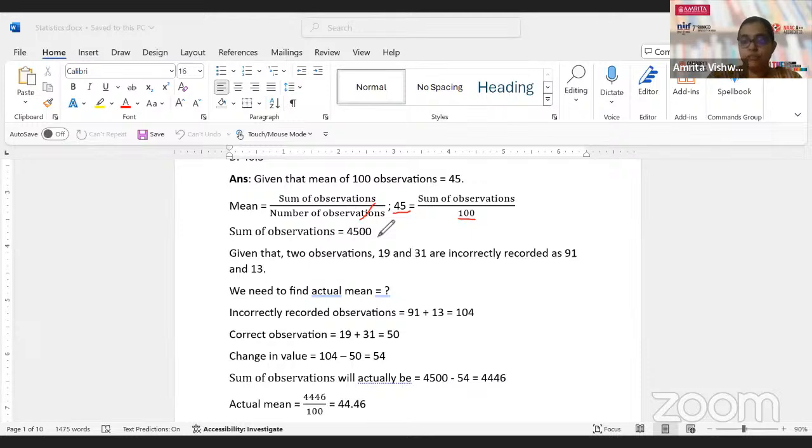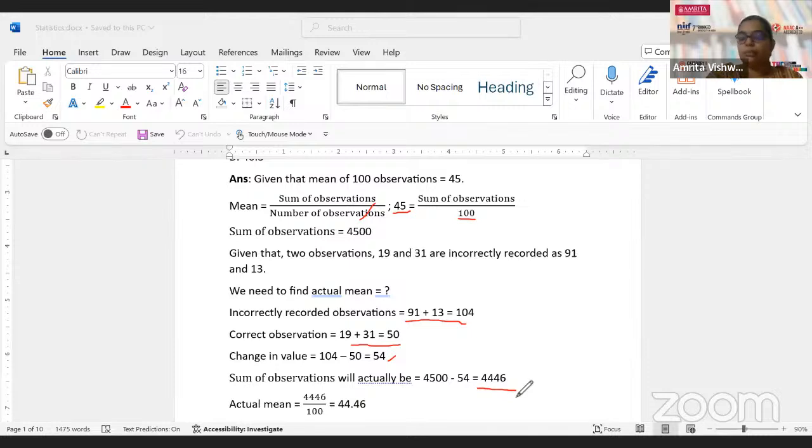In that 4,500, two observations were incorrectly recorded. They were actually 19 and 31, but they were recorded as 91 and 13. So the incorrectly recorded observations sum to 91 plus 13, that is 104, but the correct sum is 50. So we can find the difference and subtract it from the total value. That is 4,500 minus 54. So I have the total of observations.